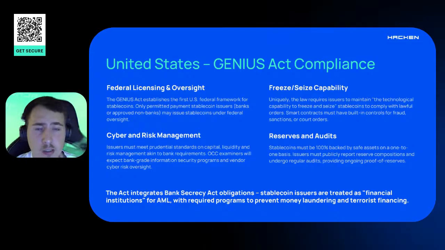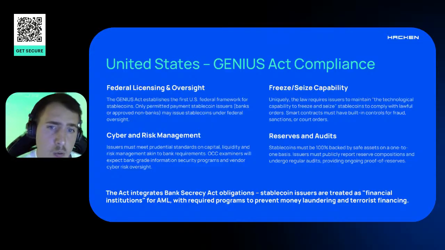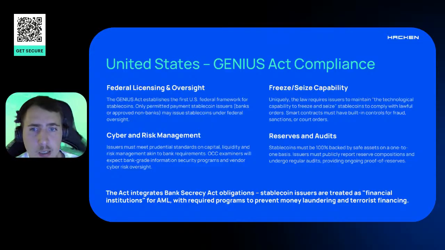So we have the introduction, not so comprehensive, but we have cyber and risk management. Issuers must meet prudential standards on capital, liquidity, and risk management akin to bank requirements, and the OCC examiners will expect bank-grade information security programs. We also need the freeze and seize capability. Uniquely, the law requires issuers to maintain the technological capability to freeze and seize stablecoins to comply with lawful orders. So smart contracts might have built-in controls for fraud, sanctions, or court orders.